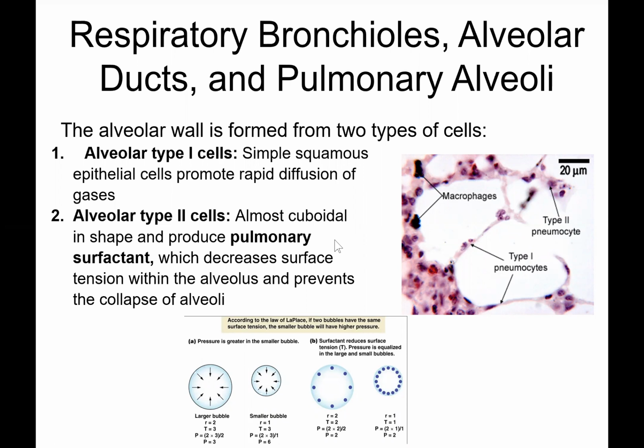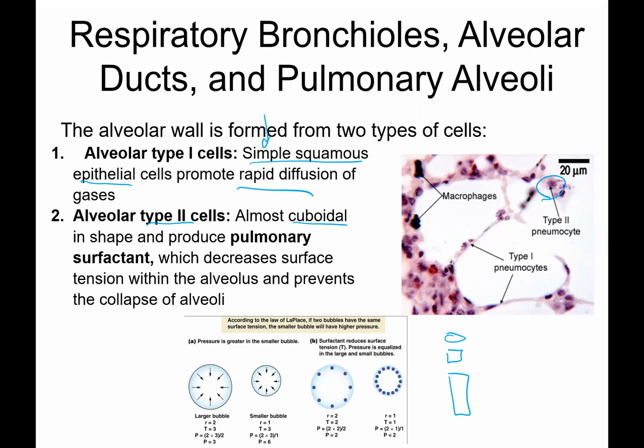Alveolar type 1 cells are made of simple squamous epithelium. The thinner, the more rapid the diffusion. The type 2 cells have almost a cuboidal shape to them. So squamous would be that fish scale-like, then cuboidal, and then columnar. One cell layer thin, that's where the simple comes in, one cell layer.